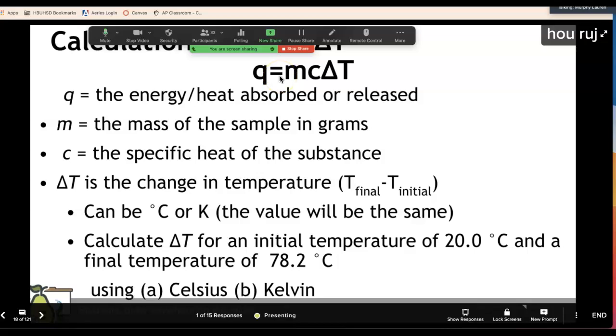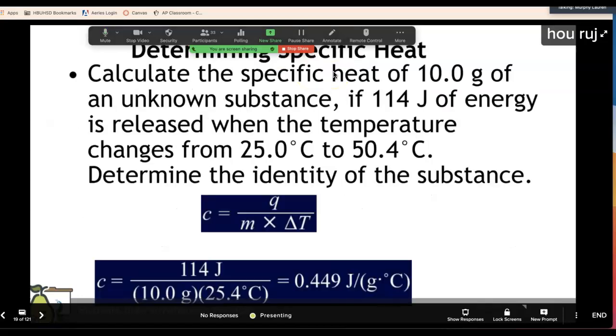This equation is often referred to as MCAT, because the triangle kind of looks like an A. So you'll probably hear me refer to it as the MCAT equation. Again, it's Q, mass, and C, which will always be a constant, and change in temperature. All right, so we're going to practice one.